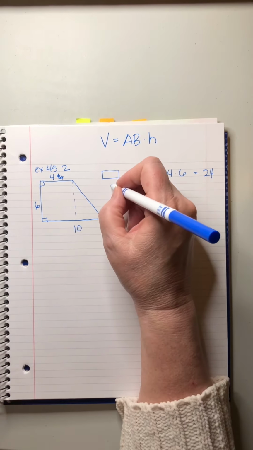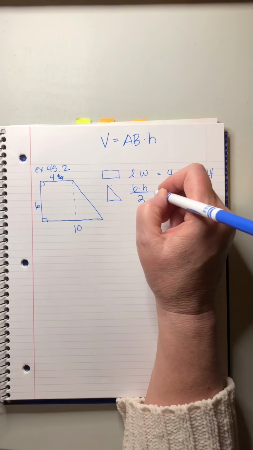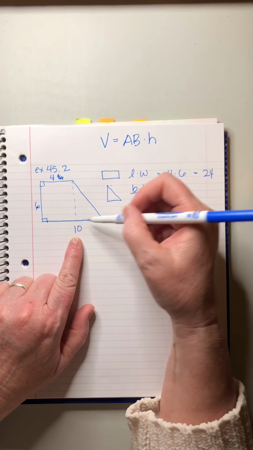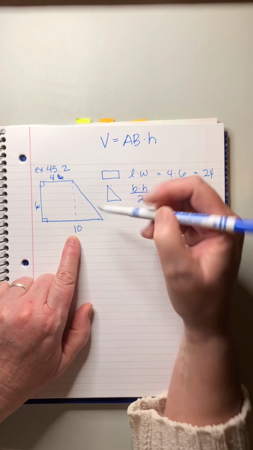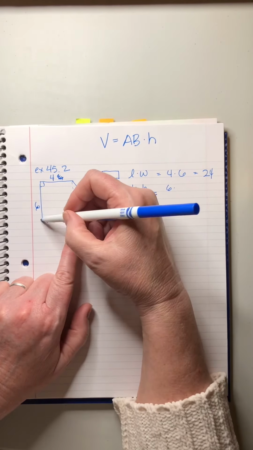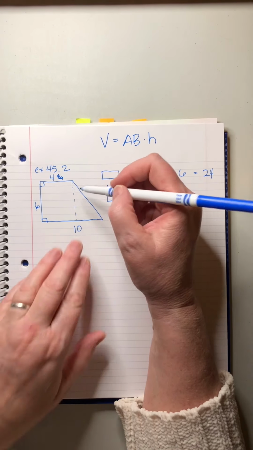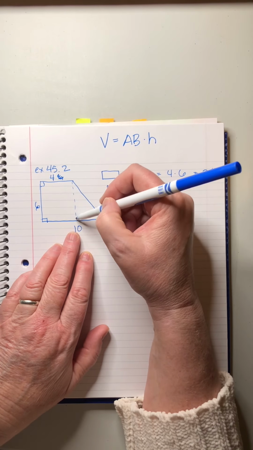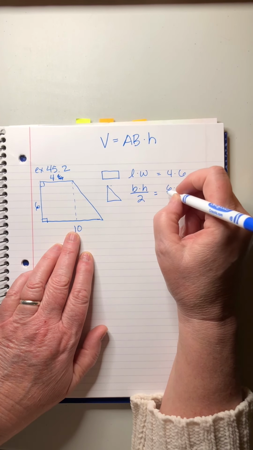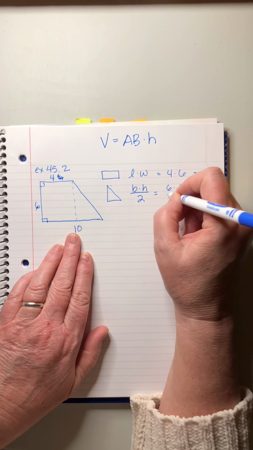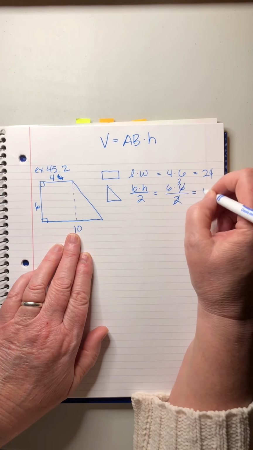Now I need to do the triangle. That is base times height divided by 2. The base of this, it's not 10. We have to do some subtracting, right? The base is 10 minus 4, that's 6, times the height of the triangle, not the height of our three-dimensional object. We're not talking about that yet. We're just talking about the height of this triangle. That is 6, right? It matches there. And then we divide it by 2. And that is, I'll cancel those. 6 times 3 is 18.